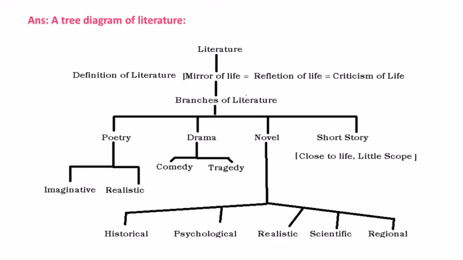After that, two kinds of poetry we have mentioned there: imaginative and realistic. After that, two kinds of drama are also mentioned there: comedy and tragedy. After that, there are five types of novel: historical novel, psychological novel, realistic novel, scientific novel, and regional novel. Okay, all these parts we have mentioned in the diagram. And the last one is short story. Okay, close to life, little hope. Only this information is given in the paragraph, so we have mentioned only that. In this way you can draw a tree diagram.